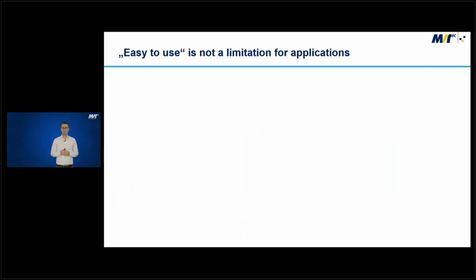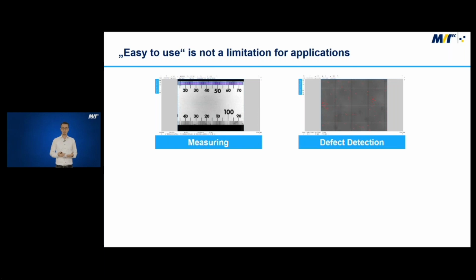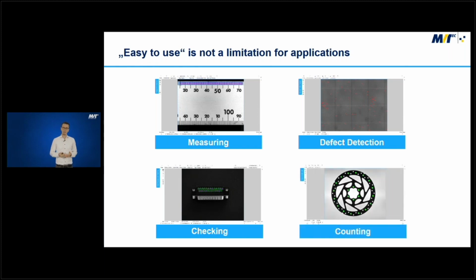Easy to use software does not mean you have limitations for your applications. With the easy to use software, you can do measuring jobs, measuring distances, diameters, angles. You can find defects on different kinds of surfaces. You can check for completeness, for example, on this kind of connector, or you can even count objects, through holes, or even objects on a conveyor belt.